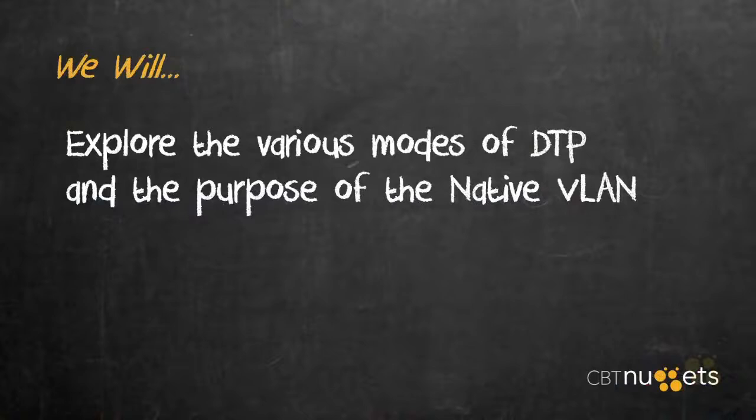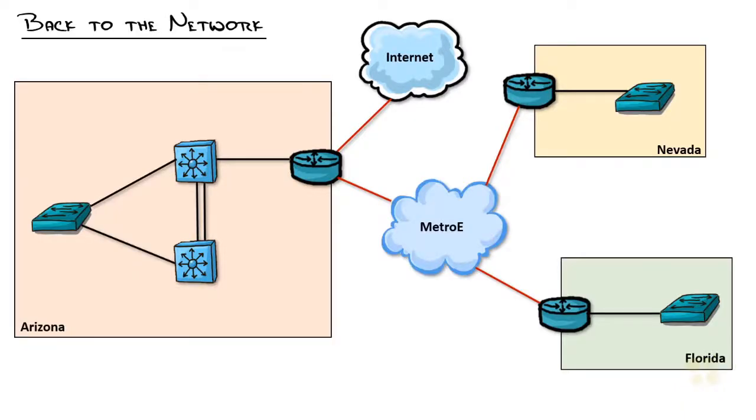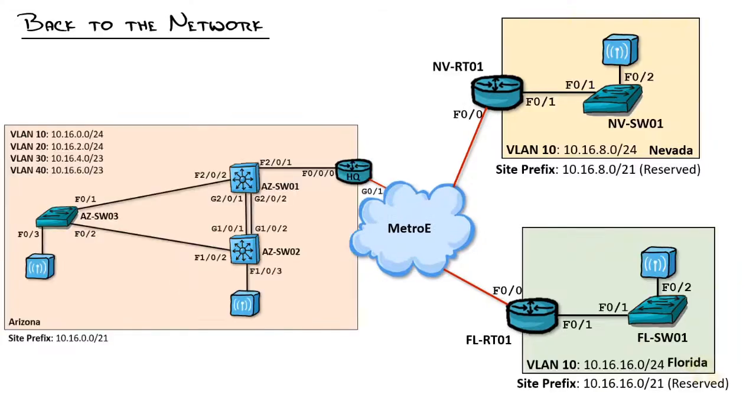Fact is, dynamic trunking was designed to be simple, but just became insanely complex because of the different modes. So in this nugget, we will explore the various modes of DTP and the purpose of the native VLAN. So I'm going to start us off where we usually are, somewhere in a network. We've got our 3 sites, Arizona, Nevada, and Florida.